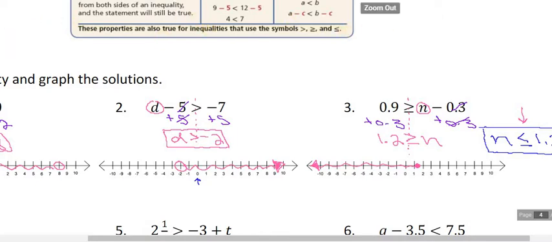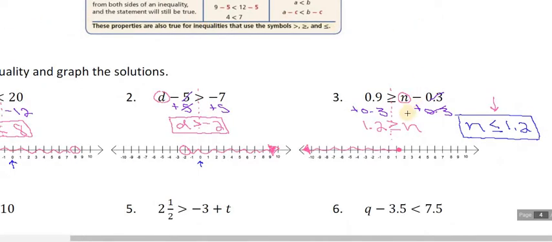So let's go ahead and check. Let's pick a test point. If we plug in 0, 0.9 is greater than or equal to 0 minus 0.3. So is 0.9 greater than or equal to negative 0.3? Yes, it is.